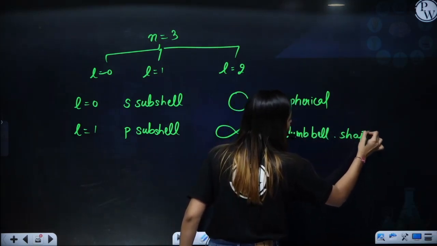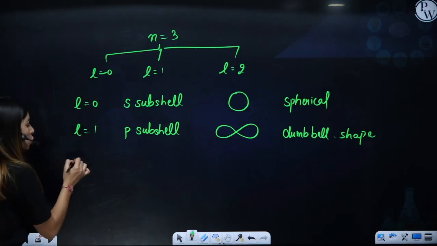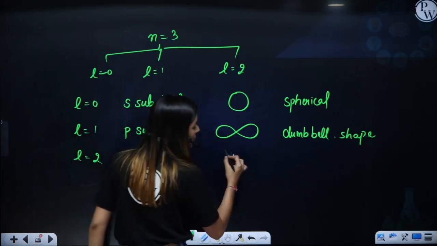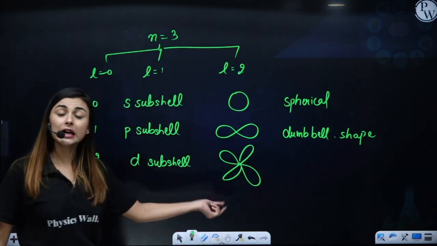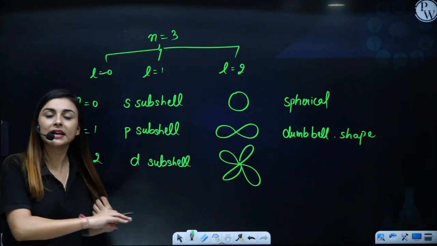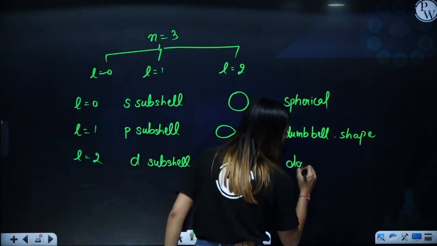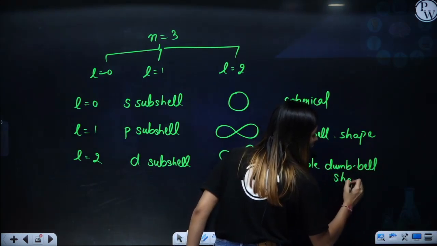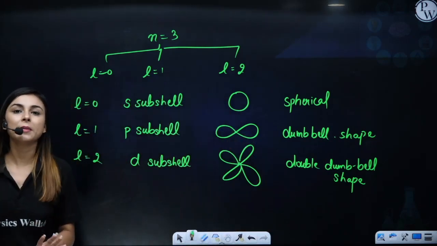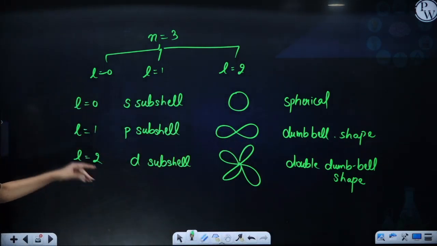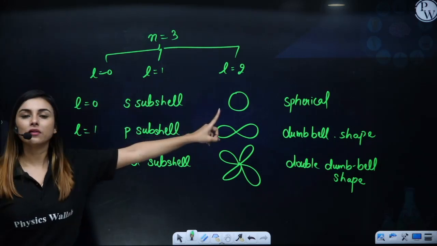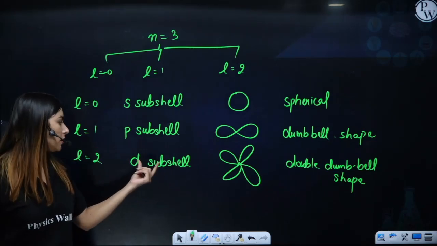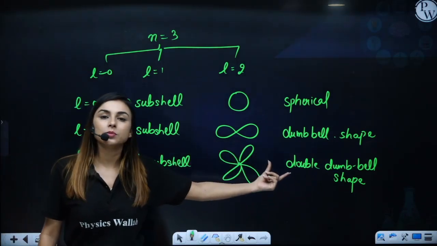If you have L is equal to 2, then the subshell will be D subshell, and the shape would be something like this, which is a double dumbbell shape. You will write double dumbbell shape. This is the thing which you need to remember, my dear students. Whenever L is equal to 0, it is an S subshell and it will always be spherical in shape. L is equal to 1, P subshell, always dumbbell shape. L is equal to 2, D subshell, and it will always be a double dumbbell shape.